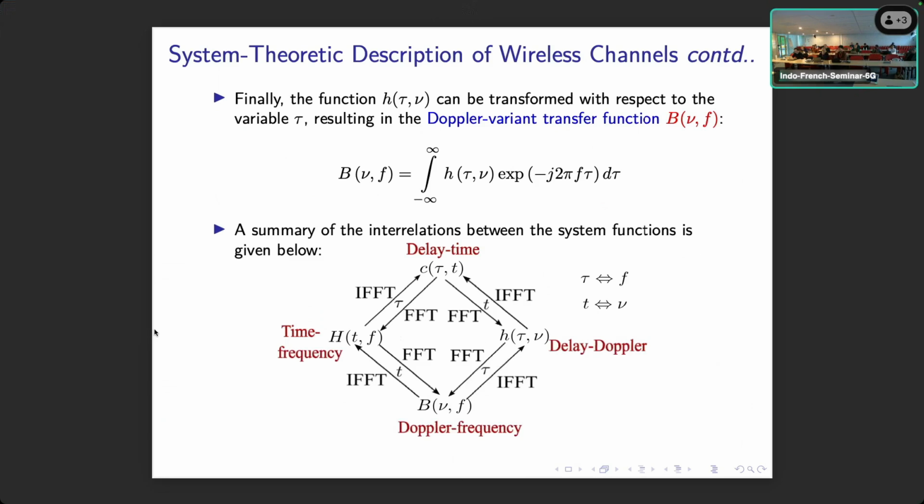If we take the Fourier transform, we move from delay time to delay Doppler. Here we take the Fourier transform with respect to the time; t gets converted to the Doppler. The time variation gets converted to the Doppler. Similarly, we can move from the delay time domain to the time frequency domain, where we take the FFT with respect to the variable tau. These are the 3 main domains I will be considering: delay time, delay Doppler, and time frequency.